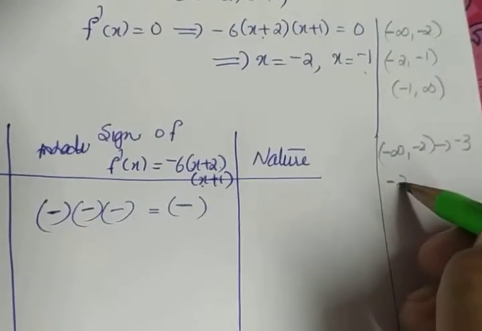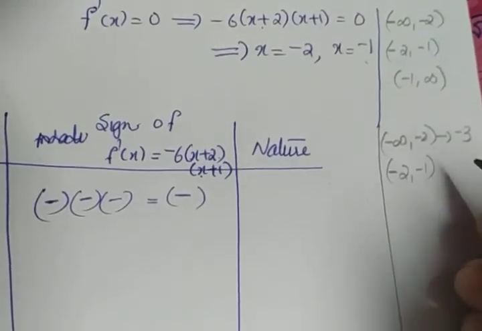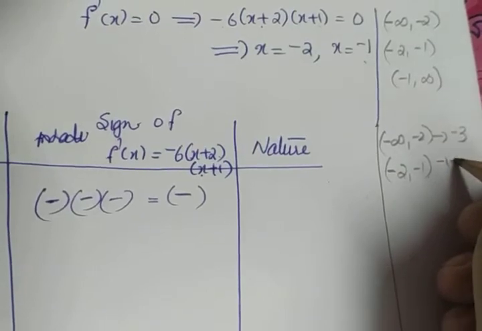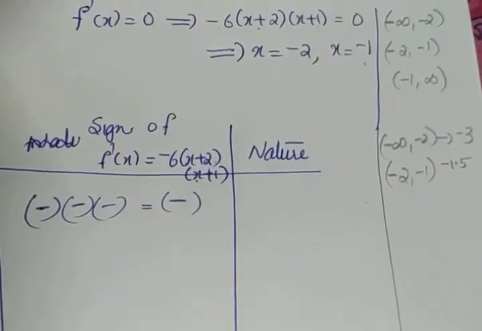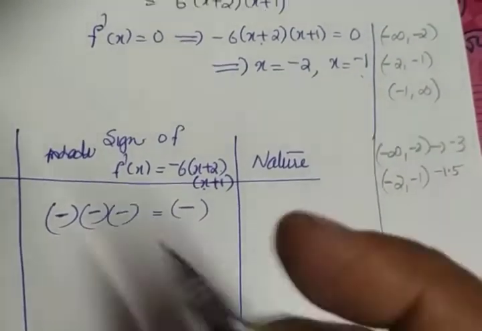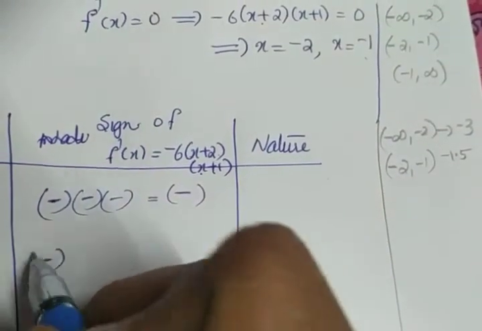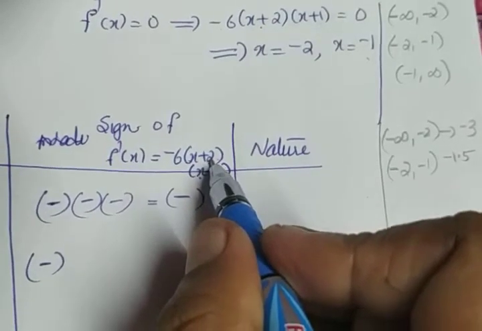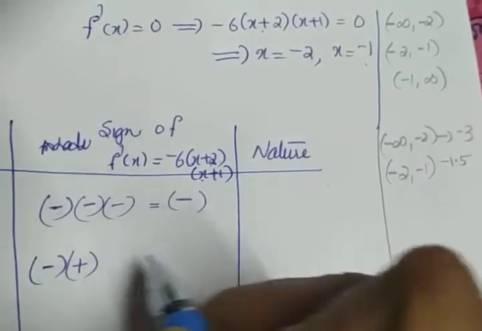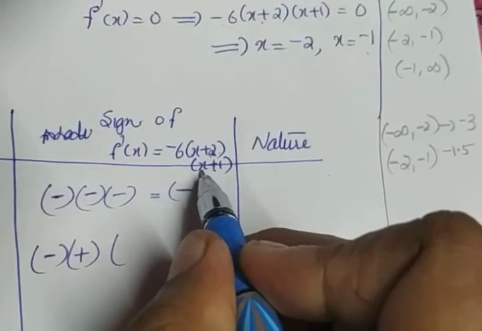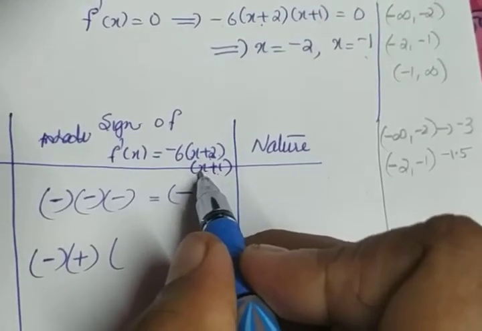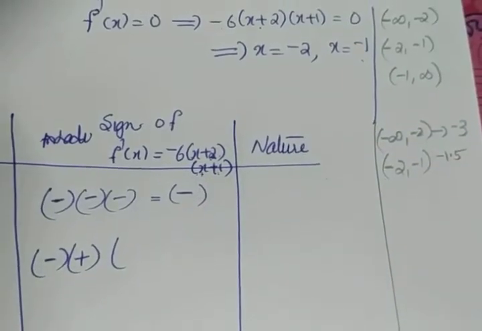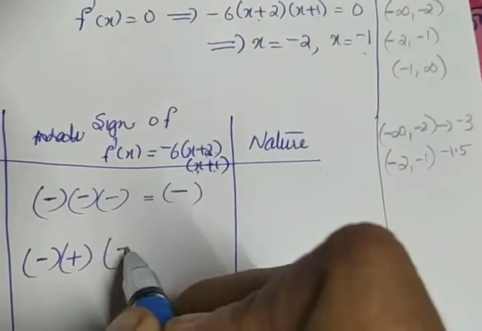Again take the next interval, -2 to -1. Can you say a number in between -2 and -1? We can take it as -1.5. So if I put the value of -1.5 here, -6 is already negative. -1.5 + 2: we know that 2 is greater than -1.5, so it is positive. And again if I put -1.5 + 1, we have to subtract 1.5 and 1 and put the sign of the greater number, which is 1.5. So here we are getting negative.